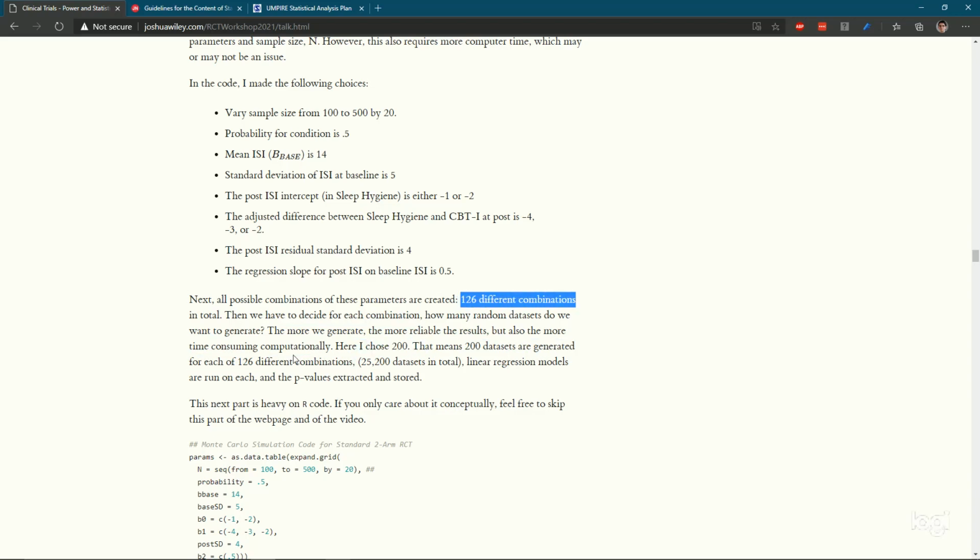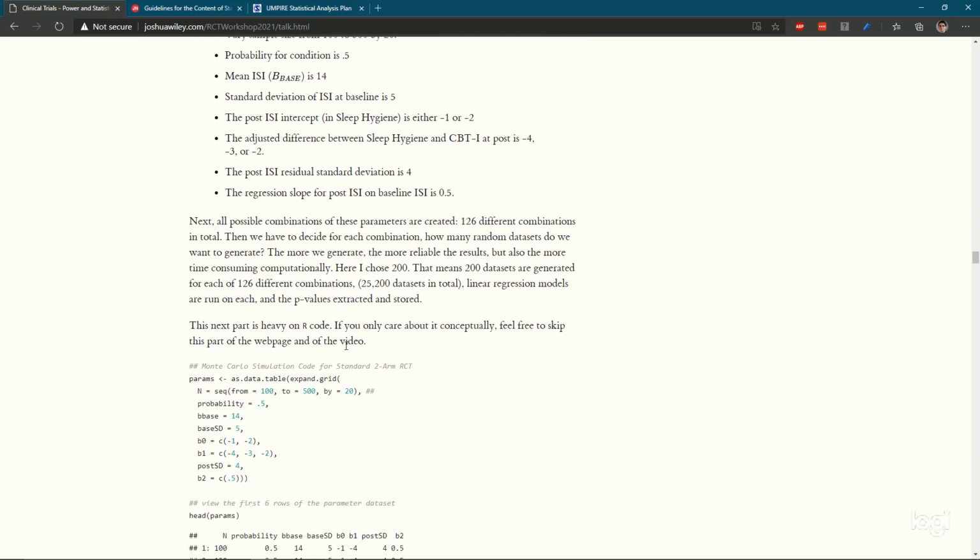So we have 126 combinations. Each one of those will have 200 random data sets generated. And that gives us a total of 25,200 data sets in total. Those will get randomly generated. We'll run our linear regression model on each one, and we'll extract the p-values and store those. This next part is heavy on our code.